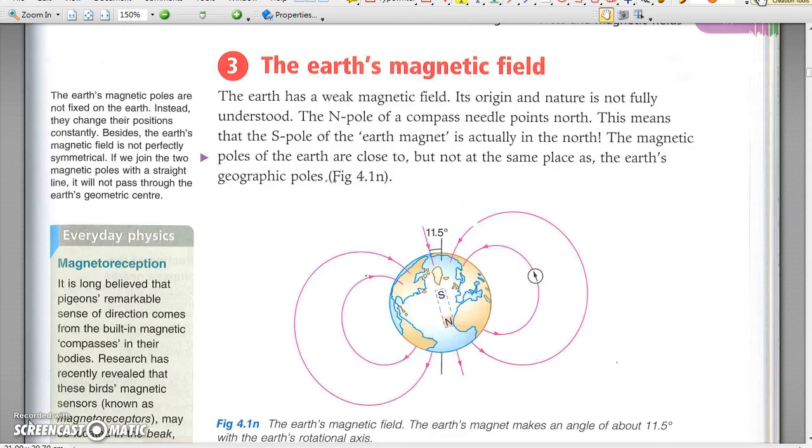3. The Earth's magnetic field. Since a compass points to the geographic North Pole, the field lines direct from the geographic South Pole to the North Pole. Imagine there's a big magnet inside the Earth. The geographic South Pole of the Earth is actually a magnetic North Pole, which produces the Earth's magnetic field lines.